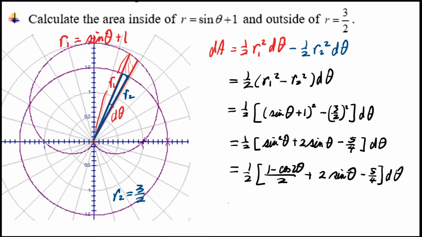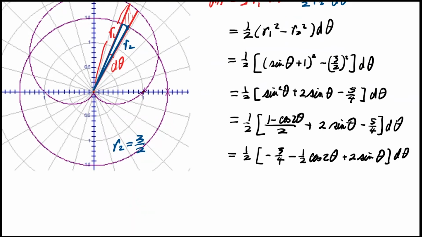Okay, now we'll really simplify. So 1/2, and then there's a -5 over 4, and there's this half, which is 2 over 4. You know what I'm saying? So we have -3 over 4 together. Once again, that's 1/2 and -5 over 4. I combined it. Minus 1/2 cosine 2 theta plus 2 sine theta. You with me? Now we're ready to integrate.